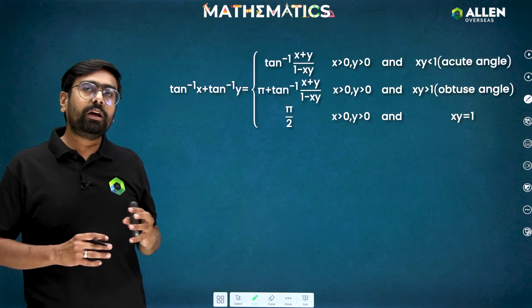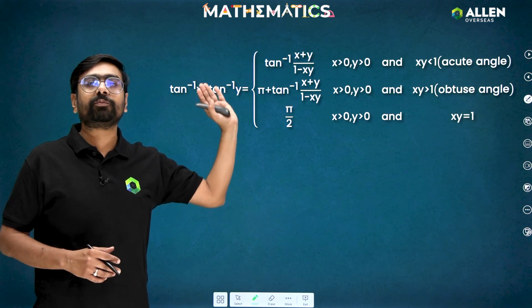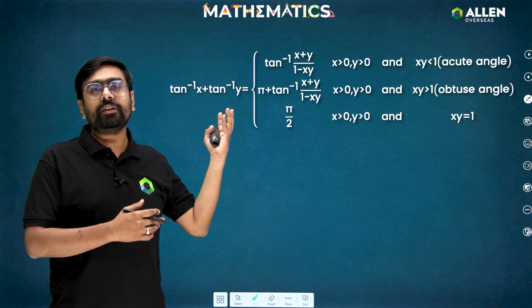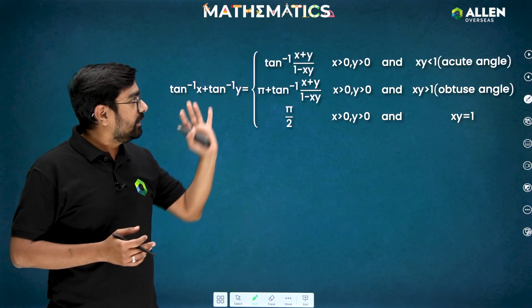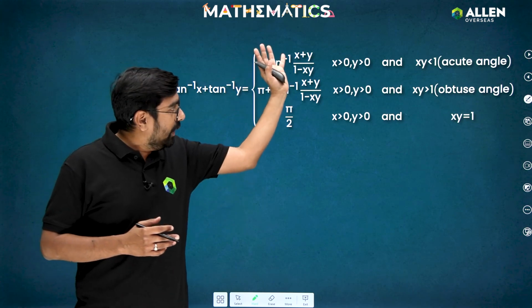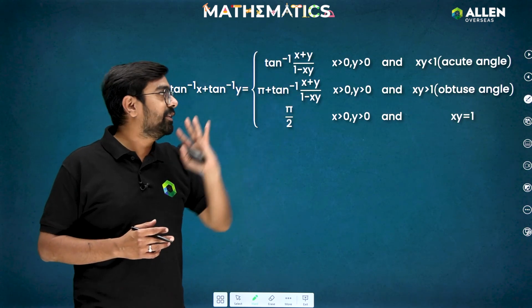Now there is a formula which we use for tan inverse of x plus tan inverse of y. Suppose we are adding two inverse functions of tan, then we'll get three types of results. We have to understand carefully which result will be used in which case.